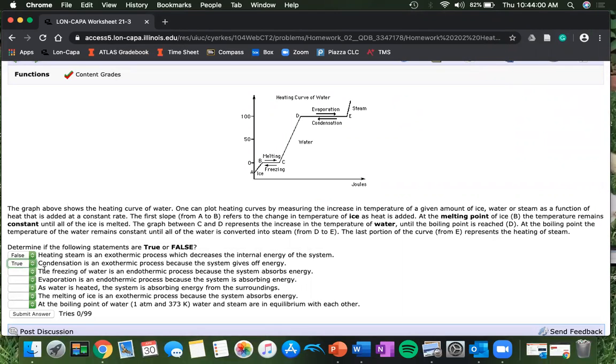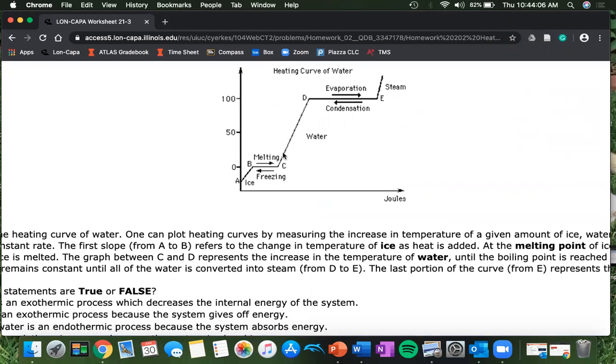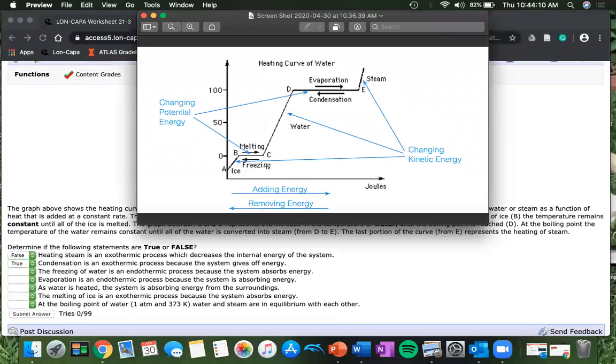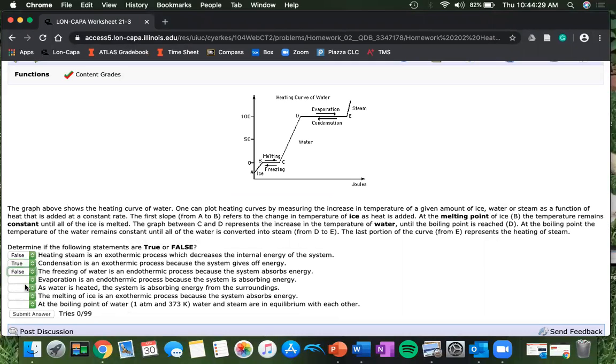For the third one, it says that the freezing of water is an endothermic process because the system absorbs energy. If we look at our heating curve and we look at the freezing of water, as water freezes, it moves from right to left again, so we're removing energy from that water. If we're removing energy from the water in order to get it to freeze, that makes it an exothermic process because the system would be releasing energy. So it's going to be a false statement.